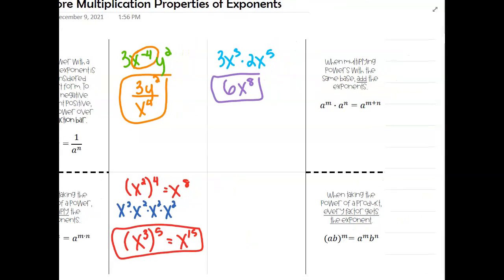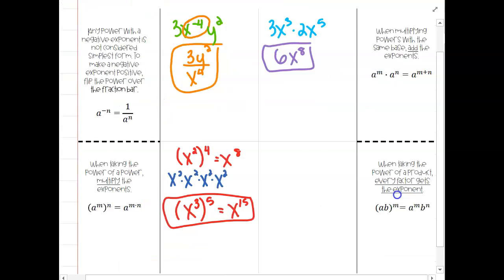We have the product of powers, so multiplying powers with the same base. Remember, this is the rule where you add the exponents, and I add the exponents because x cubed times x to the 5th, right? 3 plus 5, squash them together, you get an x to the 8th. That's why we add those ones.